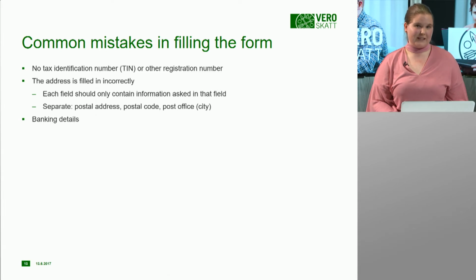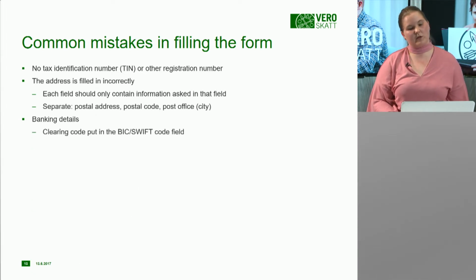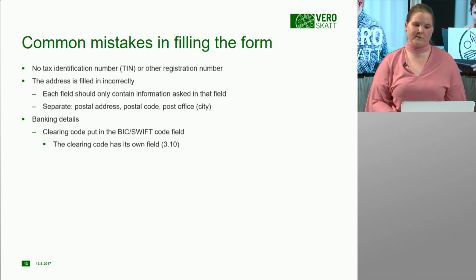Now, as for the banking details, this is mainly for our non-European accounts. We've been seeing that the clearing code has been put in the BIC or SWIFT code field, even though the clearing code actually has its own field, 3.10. So please use the correct field, and that will make our life and your life easier.